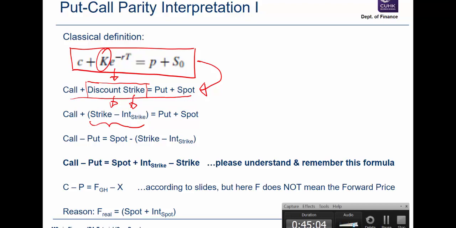But anyway, then you rearrange the terms and you get call minus put is equal to the spot minus, so you just take this thing to the other side. That's all I've done. Okay. Everyone still follow? Yeah. And then I take out the brackets and so call minus put becomes spot plus the interest on the strike minus the strike. Now, I recommend you try to remember this formula. Okay.